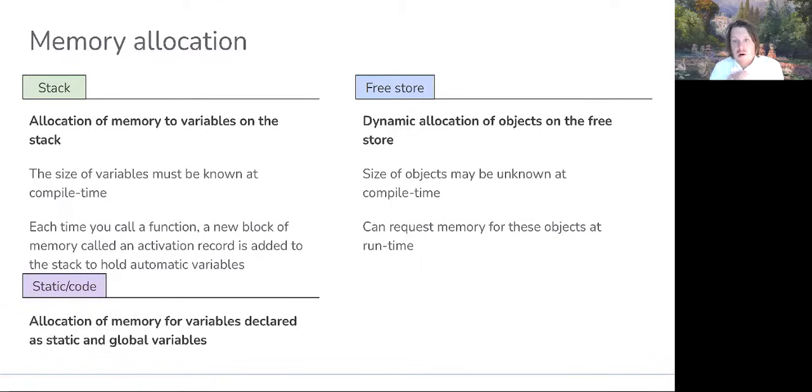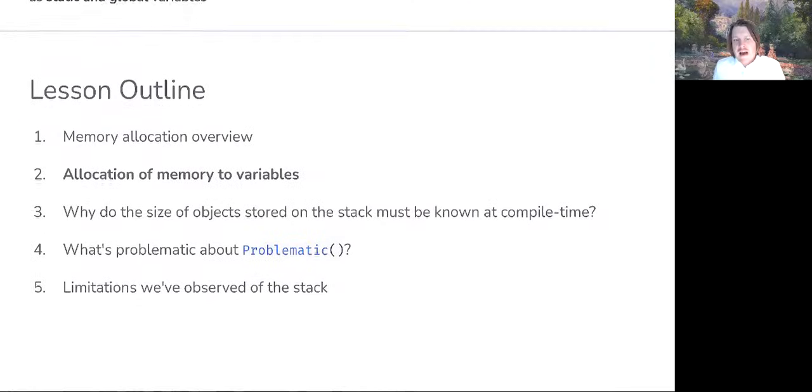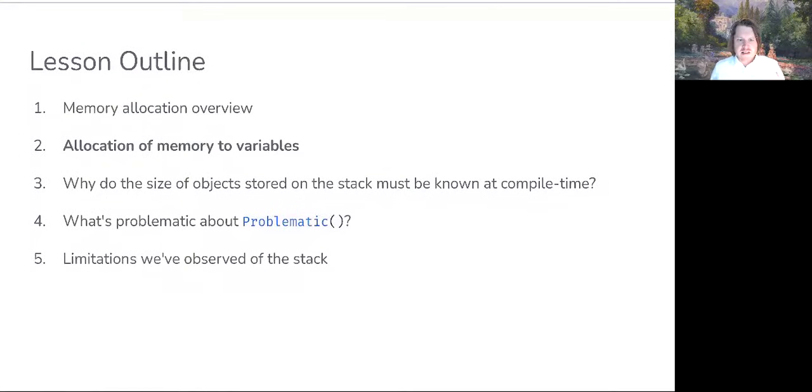Furthermore, for the free store, while the program is running, we can request memory to allocate objects in this region. And then there's the static code region. This is allocation of memory for variables declared as static as well as global variables. So with that, let's go ahead and move into this allocation of memory to variables discussion here.